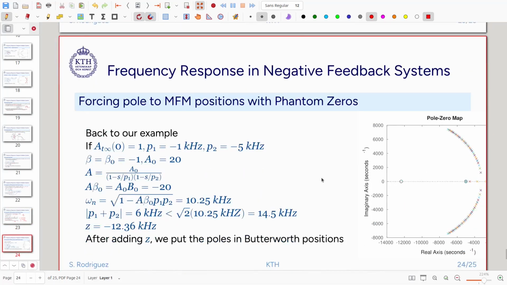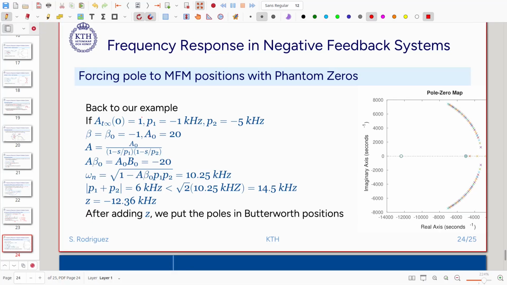So we come back to our example. We have 2 poles here. We have that the asymptotic gain is equal to 1, beta is equal to 1, the gain of the amplifier is 20, the open loop gain, and the transfer function of the amplifier including the 2 poles is the following here. Low frequency loop gain is minus 20, and then I can already do a first calculation of the achievable bandwidth. My achievable bandwidth is going to be equal to the square root of the loop gain bandwidth product, and that gives me 10 kilohertz. That is the achievable bandwidth if I can manipulate the position of these two poles into Butterworth positions.